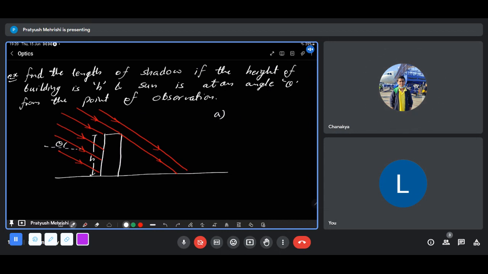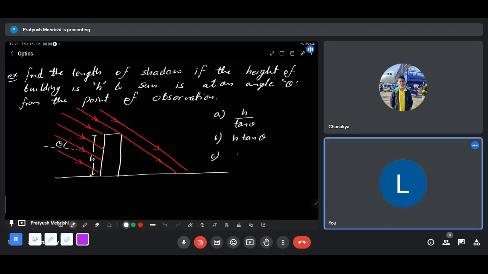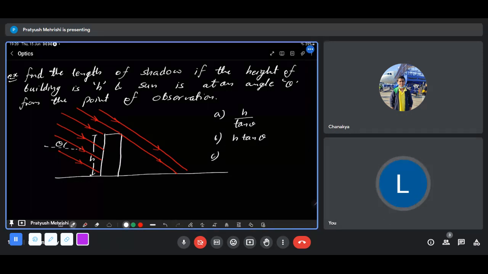See, this is not that much tough a question. Options are: A, h upon tan theta. B option, h tan theta. Sorry, C option, h sin theta. And D option is h upon sin theta.